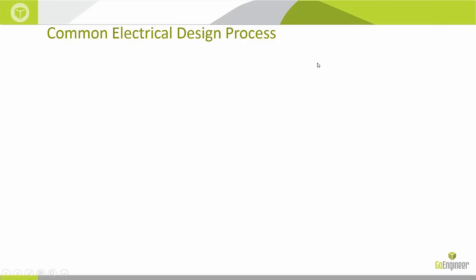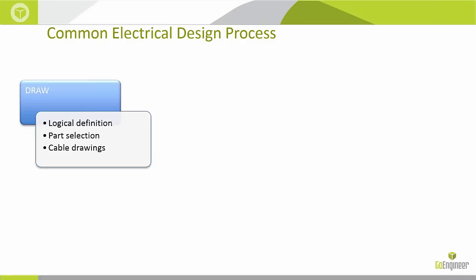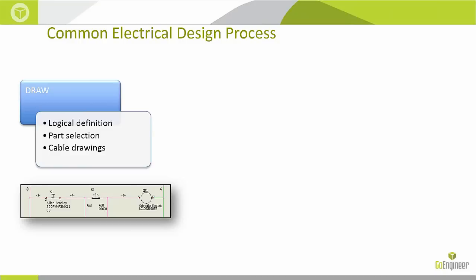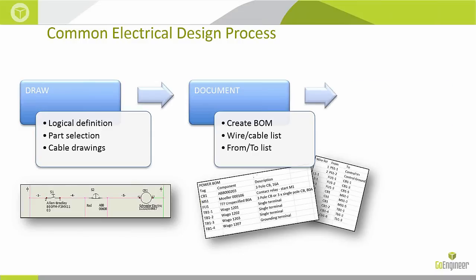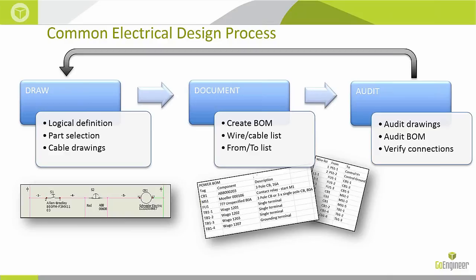The common electrical design process for an engineer starts by creating your drawing, and that includes your actual drawing, your part selection, and then parts creation. Once this is done, you pass it over to create your documentation. That includes your bill of material and your wires from-to list, which will be created in a format that can be passed on to your procurement department so they can audit this information presented in an Excel spreadsheet. And then if they find any modification, they will pass this back to you.